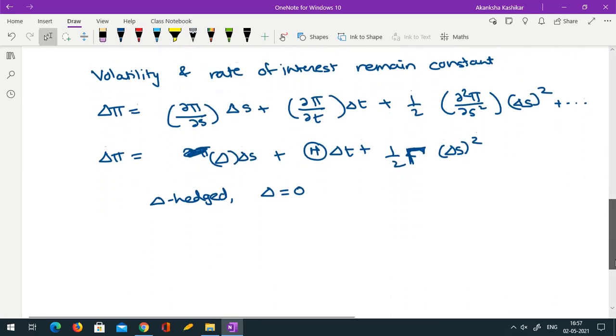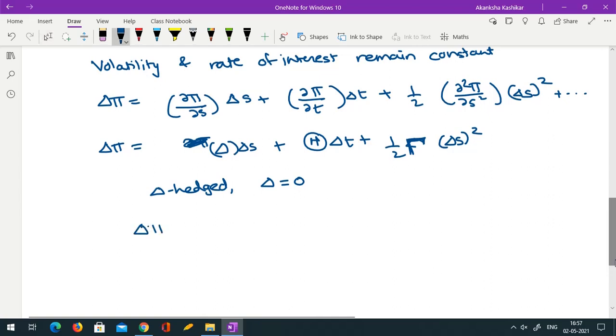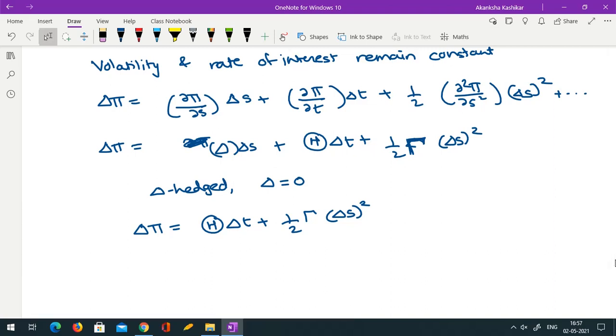So that would mean that delta pi is simply theta times delta t plus half gamma delta s whole square. Okay, and generally when gamma is positive, theta is generally negative. Okay, that is observed quite commonly. If gamma is positive, then theta is generally negative.